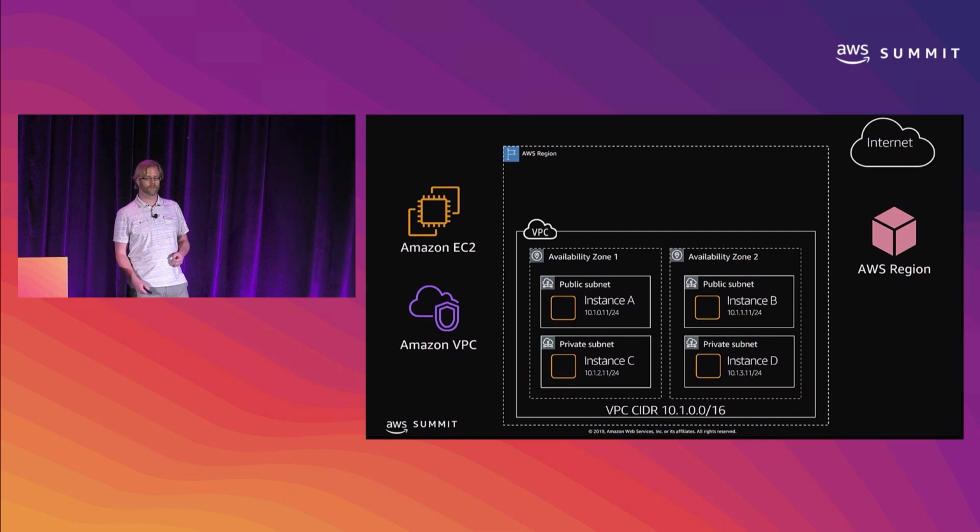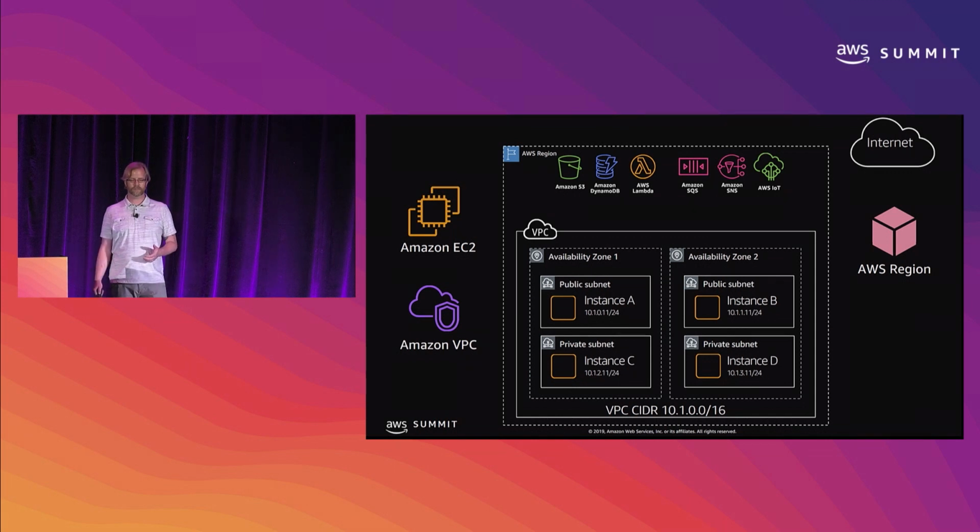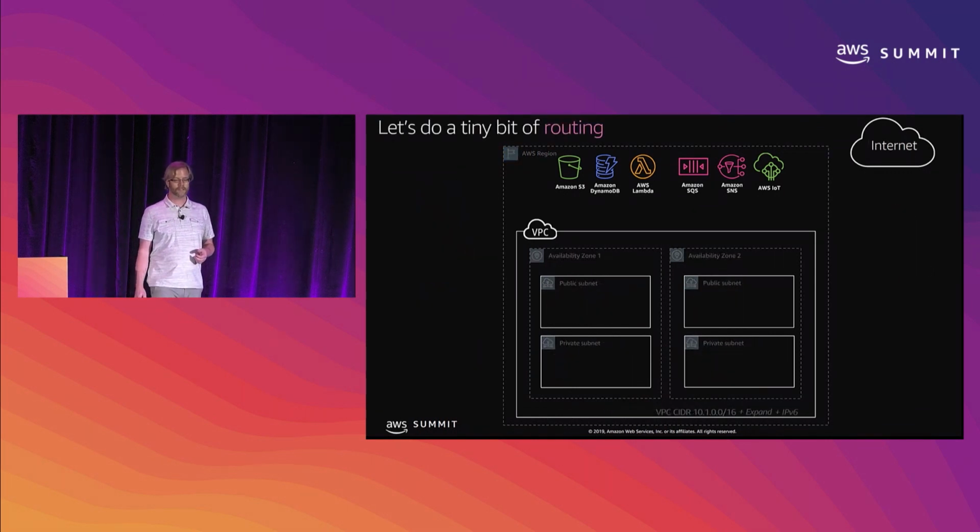And for our Global Accelerator, it's mostly an internet-facing service, just like everything else we put on AWS. So we have our public services available, S3, DynamoDB, all of that. And we have to get to it somehow. So we have to do a little bit of routing to get there.